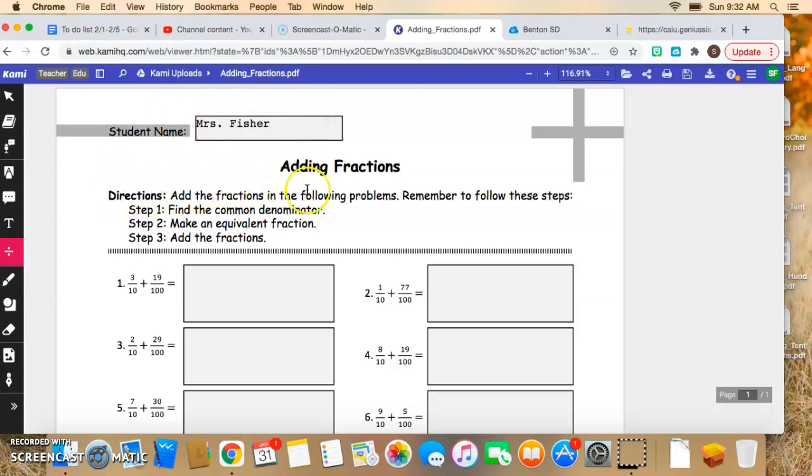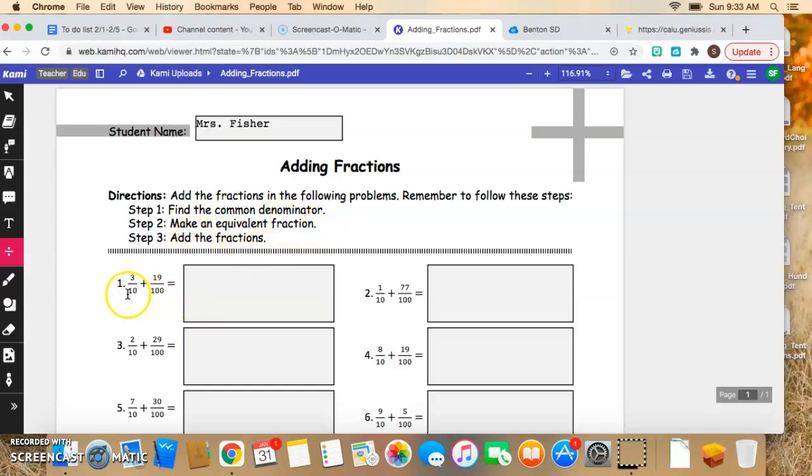Add the fractions in the following problems. Remember to follow these steps. Step 1, find the common denominator. Remember, denominator means the bottom number, right here where I'm pointing. Then make an equivalent fraction, and then we're adding the fractions.